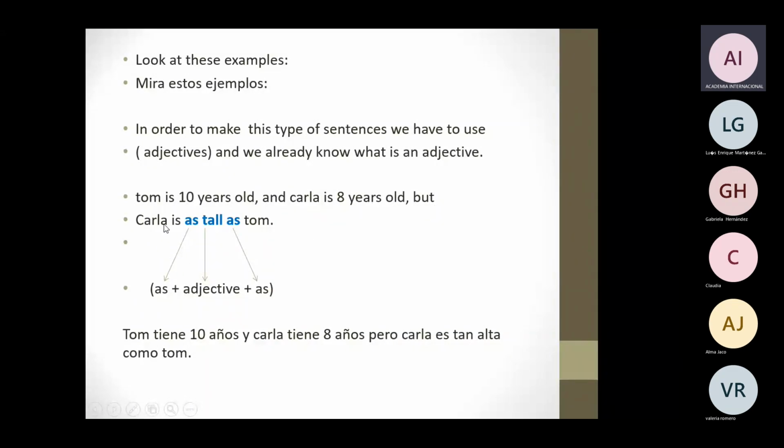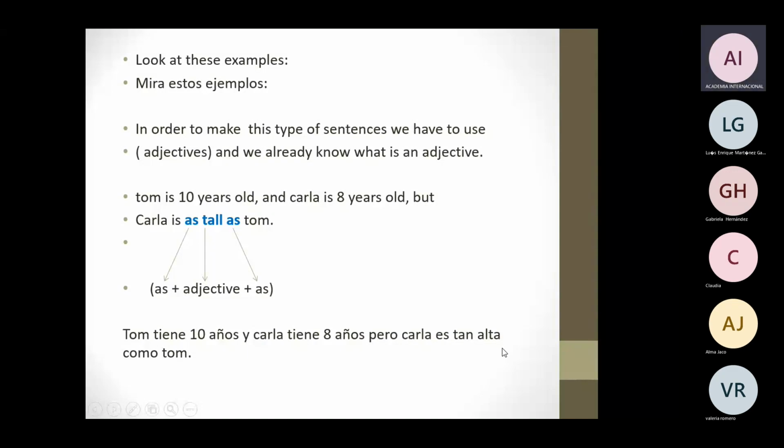But Carla is as tall as Tom. So, what does that mean? ¿Qué significa en sí o qué quiere decir eso en español? Veamos, aquí está. Tom tiene 10 años y Carla tiene 8 años. Y Carla es más joven de edad. Carla is younger than Tom. However, Carla is as tall as Tom. Carla es igual de alta que Tom.